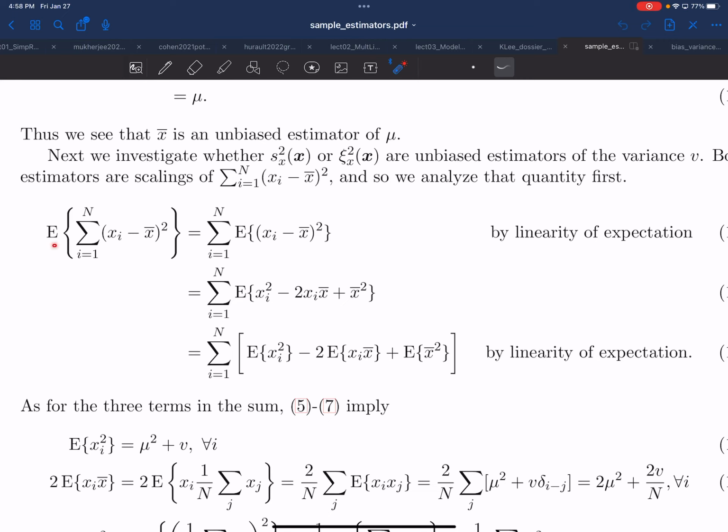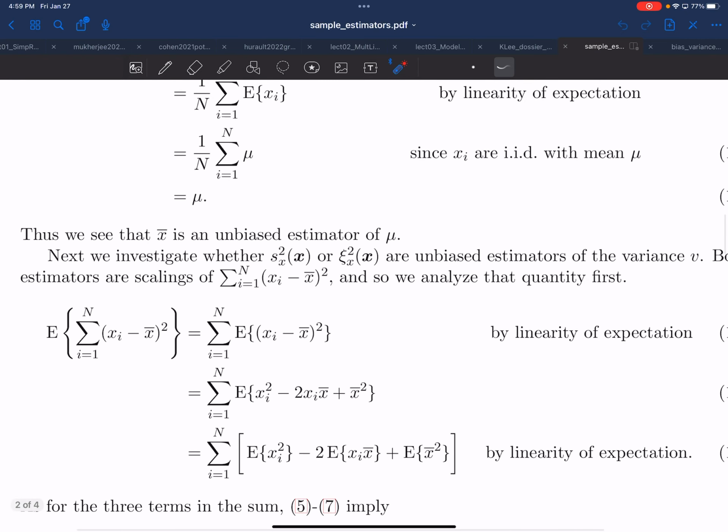Okay, so the first step, linearity of expectation, right? Bring this through. We now have a sum of expectations. Second step, as we've done many times, expand this quadratic. So you have the first term squared, the cross terms, the last term squared. Now, again, linearity of expectation. You can take the expectation of this minus 2 times the expectation of this plus the expectation of this. So that leaves us here. Now it becomes a little more interesting.